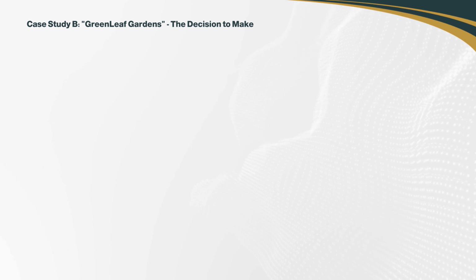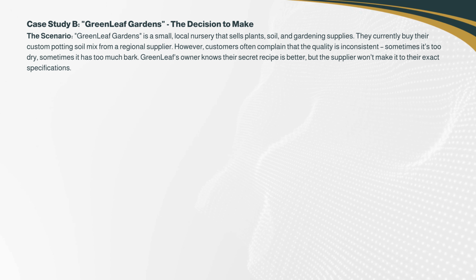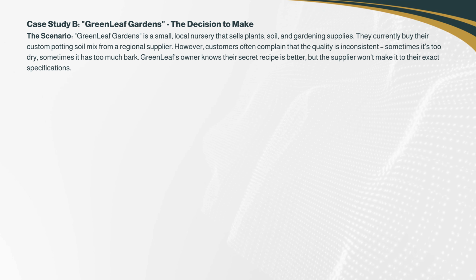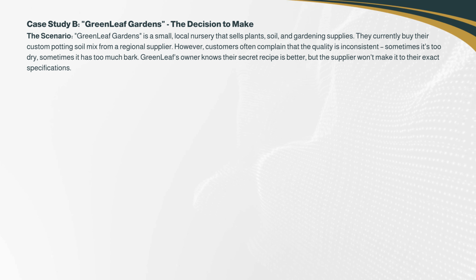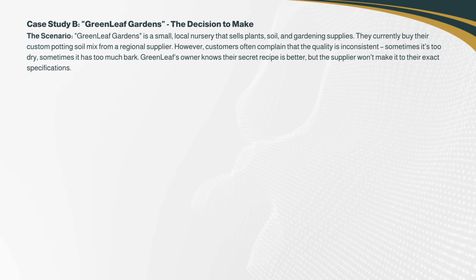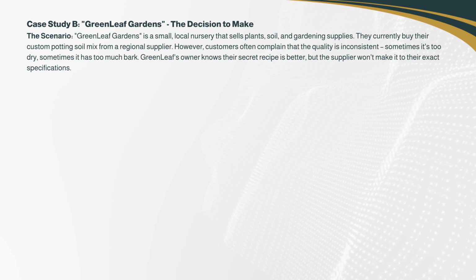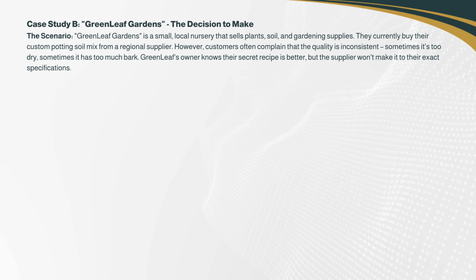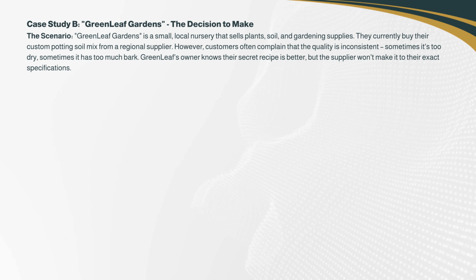Case study B. Greenleaf Gardens, the decision to make. The scenario. Greenleaf Gardens is a small, local nursery that sells plants, soil, and gardening supplies. They currently buy their custom potting soil mix from a regional supplier. However, customers often complain that the quality is inconsistent. Sometimes it's too dry, sometimes it has too much bark. Greenleaf's owner knows their secret recipe is better, but the supplier won't make it to their exact specifications.